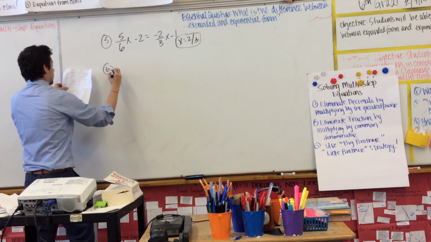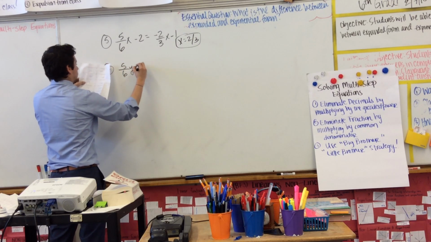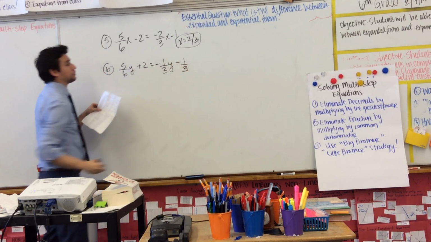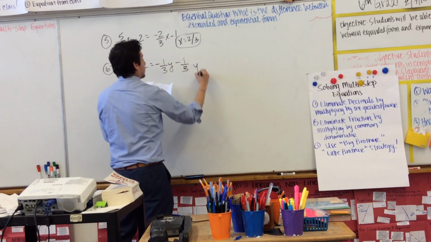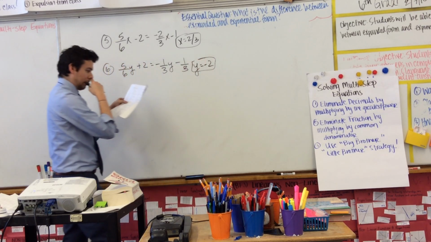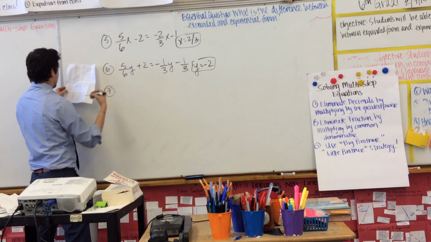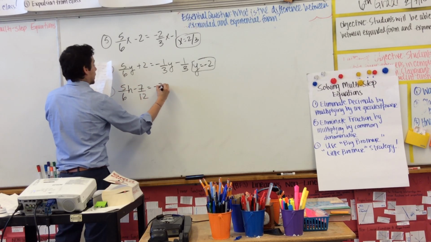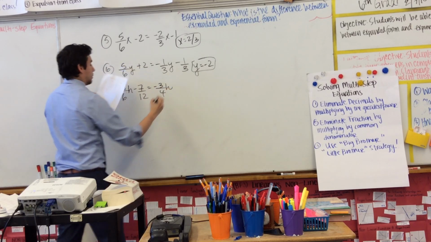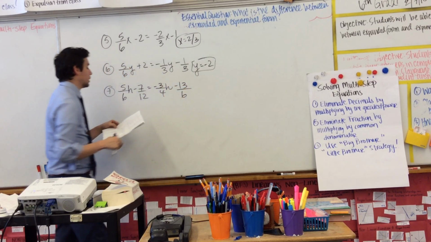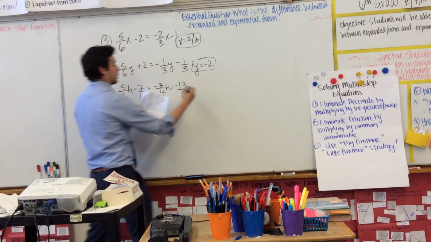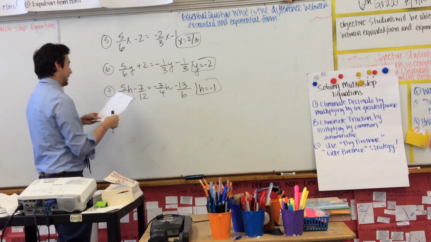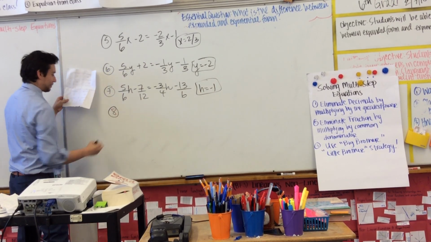Number 6. 5 over 6y plus 2 equals negative 1/3 y minus 1/3. The answer for this one is y equals negative 2. Next one, 7. Oh, my arm. 5 over 6h minus 7 over 12 equals negative 3/4 h minus 13 over 6. And the answer for that one is h equals negative 1. H for Hernandez. Yay!